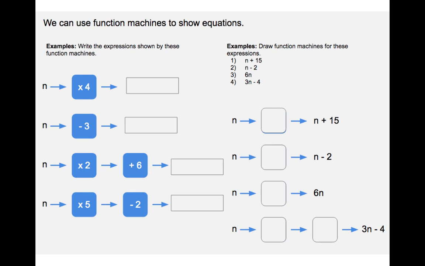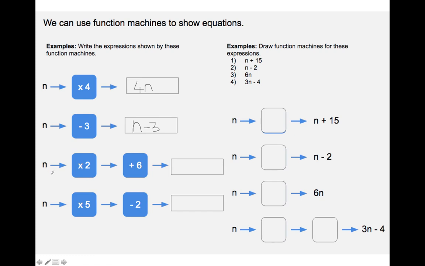We can use function machines to show equations. What expression is being shown by the function machine? Well, I put n into the machine and I times it by 4. How would we write that algebraically? Well, we would just write 4n, because remember in algebra we don't write the multiplication sign. What about this one? We put n into the machine and we subtract 3. So what is the expression? N subtract 3, n minus 3.